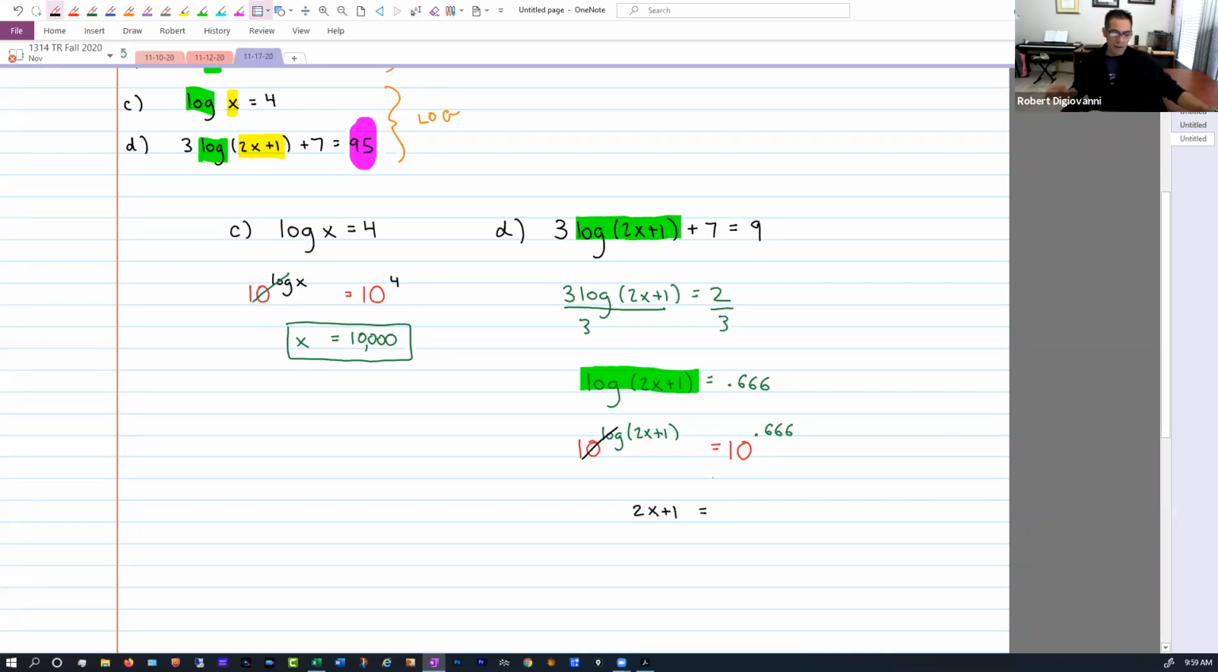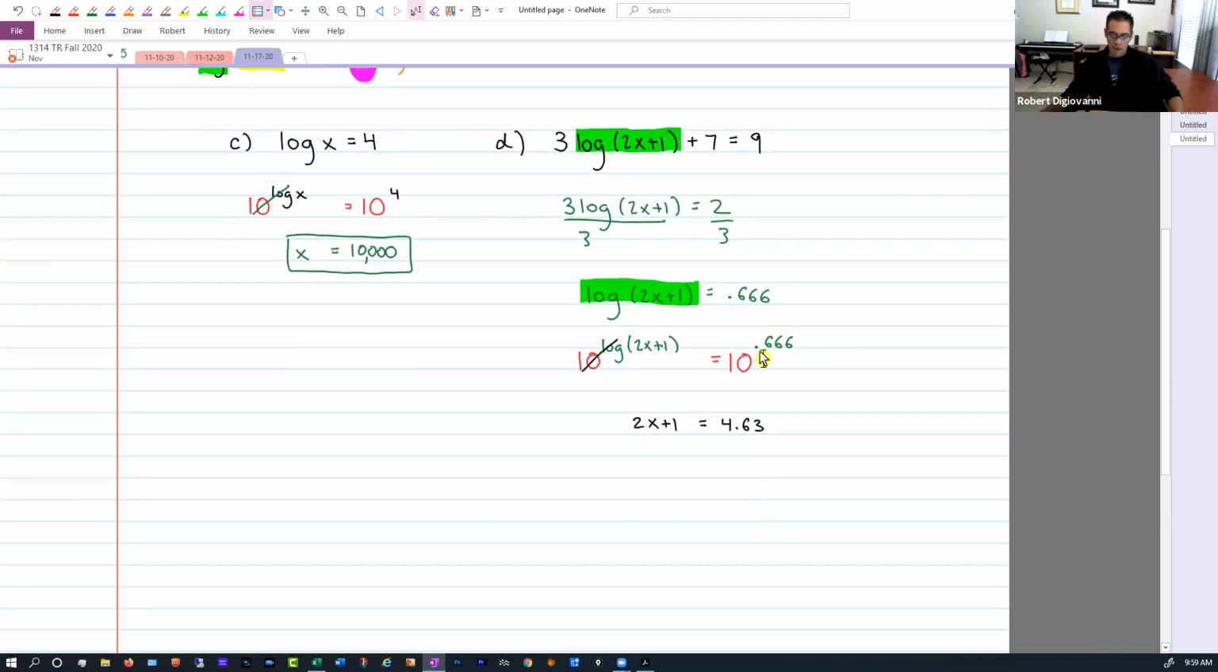And then on the right, I need to get on my calculator and I need to do 10 raised to the 0.666. That should give you 4.63, something like that. Again, raising 10 to the 0.66 is something you need to be able to do on your calculator. So make sure you can do that. And then the rest is just linear equations. Subtract 1, subtract 1. You get 2x equals 3.63.